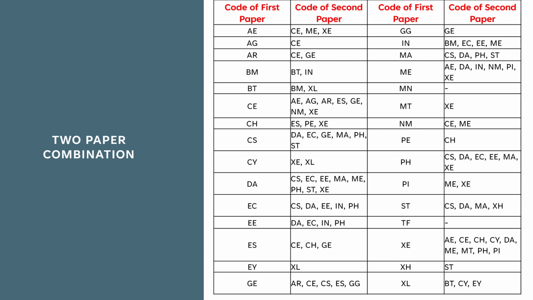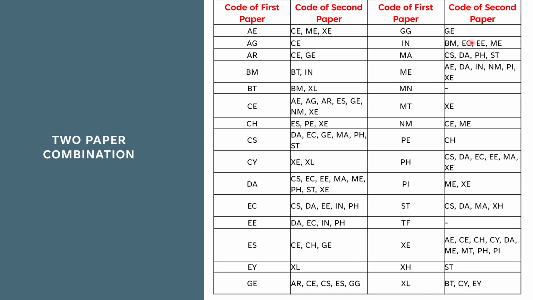And coming to this slide, I have given detailed information about your first paper code and the second paper code. If you are taking any first paper code for the GATE exam, then only for those codes are there some specific areas which you can prepare for and appear for your second paper. For example, taking EE, which is basically electrical engineering: if you have chosen electrical engineering as your first paper, then your second paper can be any of these four. DA is data science, EC is electronics and communication engineering, IN is instrumentation engineering, and PH is physics.